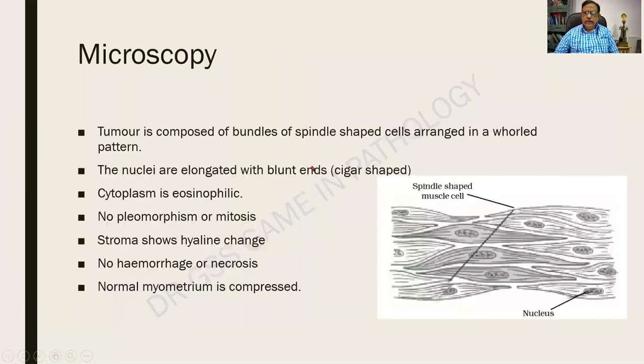So, microscopy, what do you see? Composed of bundles of cells which are spindle shaped, arranged in a whorled pattern, elongated cells, cigar shaped nuclei. Cytoplasm is eosinophilic. There will be no pleomorphism or mitosis because it is a benign tumor. Sometimes we can get what is called a hyaline change, and there will be no areas of hemorrhage or necrosis. And this is a diagram of the normal smooth muscle for comparison.